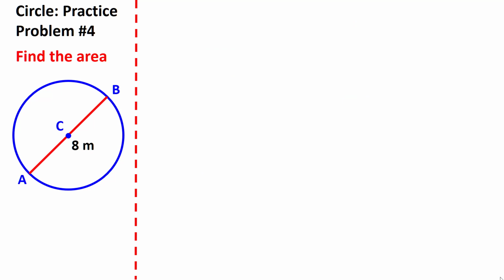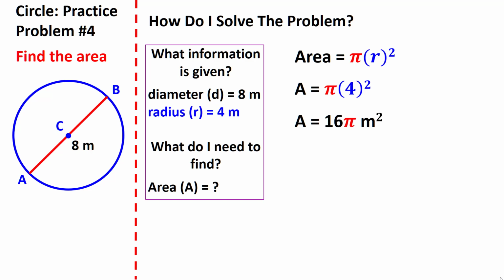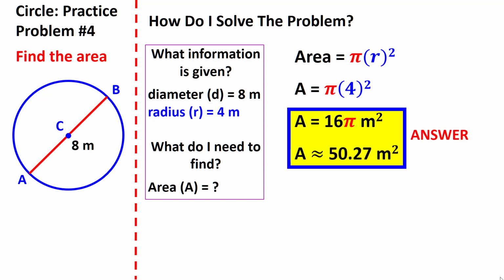Problem number 4. Find the area. How do I solve the problem? I write down the given information and what I need to find. For this problem, I am given a diameter which equals 8. Half a diameter is a radius, equal to 4 meters. I start with the formula pi r squared. I do substitution, 4 for radius. I get 16 pi as my answer, or I get 50.27 meters squared.